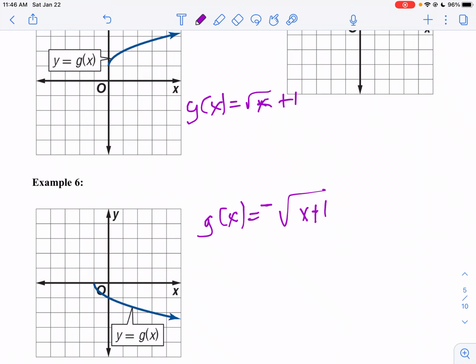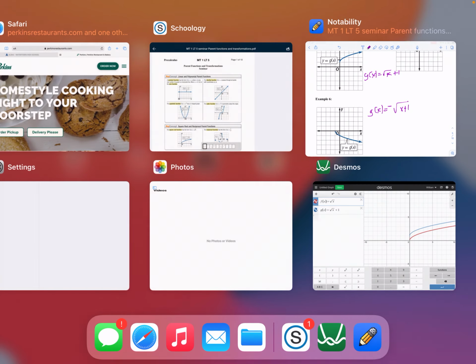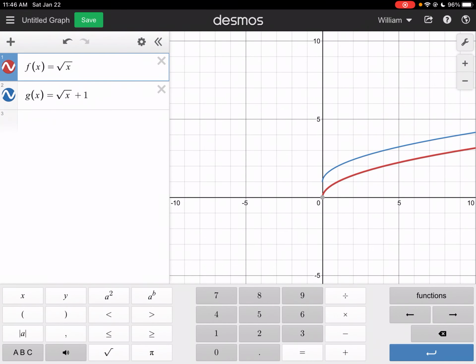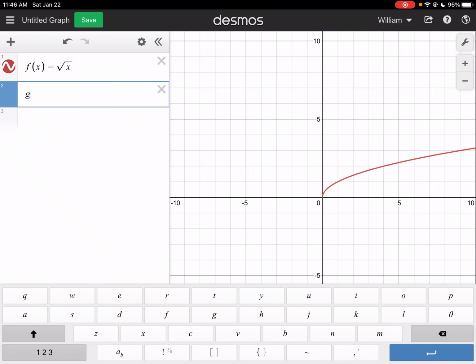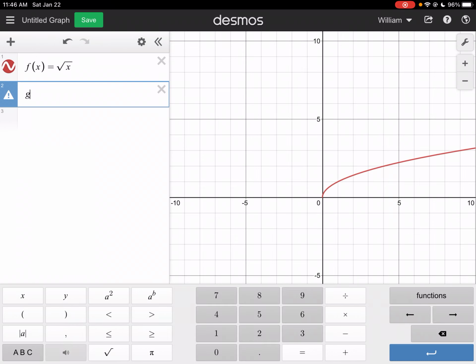So now, let's type that in and see if we did it correctly also. So I've got my parent function. I'm just going to do my second line, and I'm going to say g of x equals the opposite of the square root of x plus 1. And there's my graph. That's what it looks like. It looks pretty good.